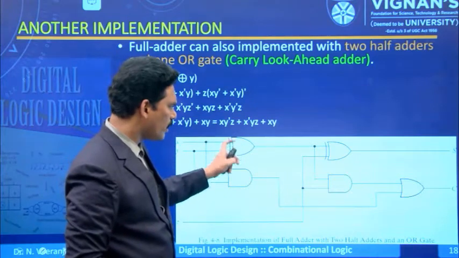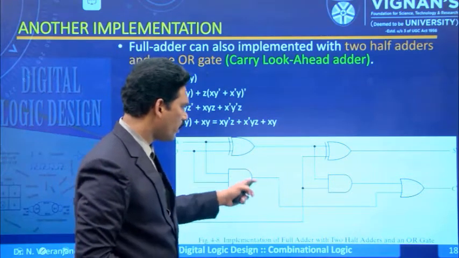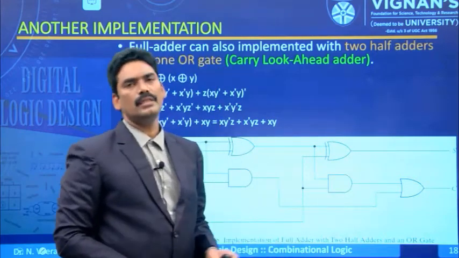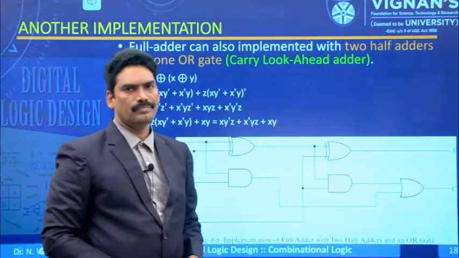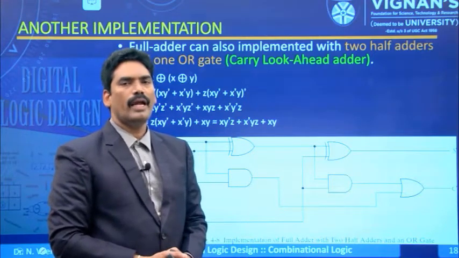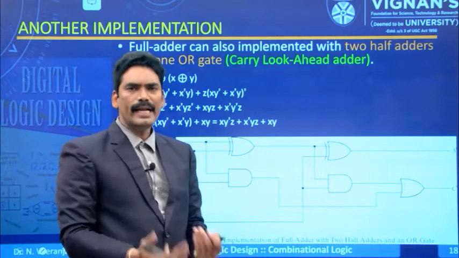With the two half adders, this is one half adder, and this is another half adder with one OR gate. This is the logic diagram for the full adder. Till now we discussed two things, full adder and half adder, and the designing of full adder and half adder. What are the gates we require?